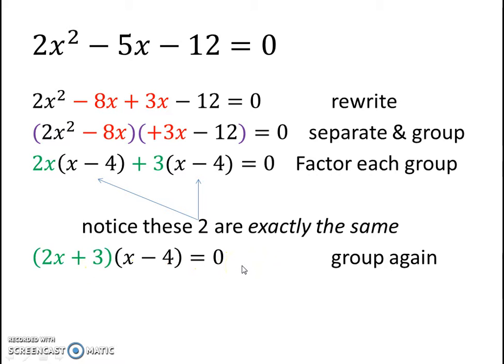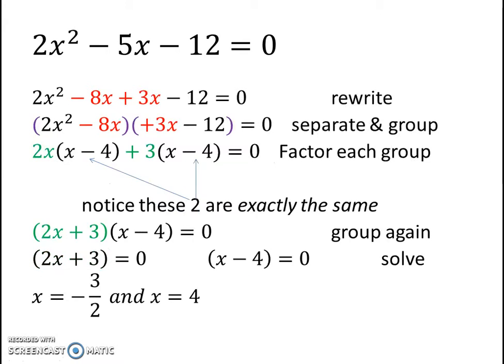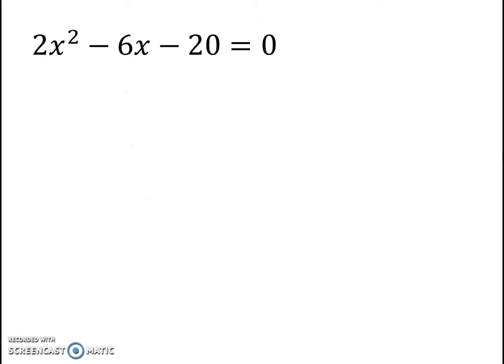This should look familiar to you. We set them both equal to 0, and we solve. And those become our two answers. x equals negative 3 over 2, and x equals 4. You could say negative 1.5 as well. So that's factoring level 2.